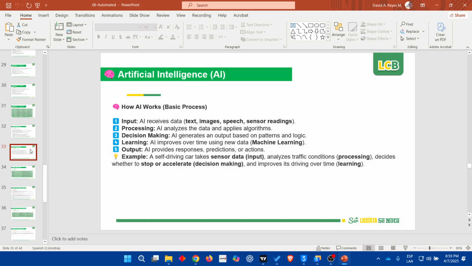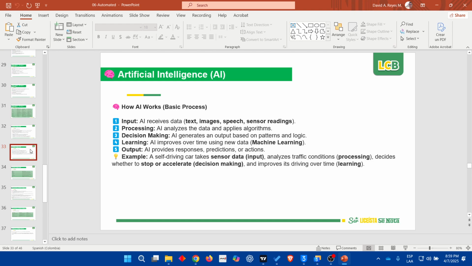But what if you put a new object in your house? With the sensors, the robot is going to identify the new object and is going to say, okay, I'm going to update my database and now I cannot cross over there. Why? Because there is something new there. So the artificial intelligence improves over time using new information. That is called machine learning. And output: artificial intelligence provides responses, predictions, or actions. Okay, there you have an example.